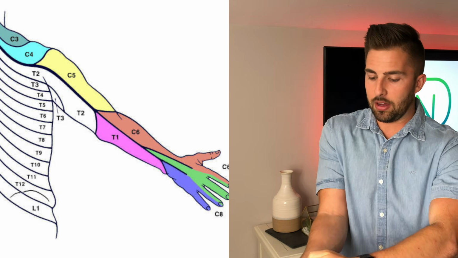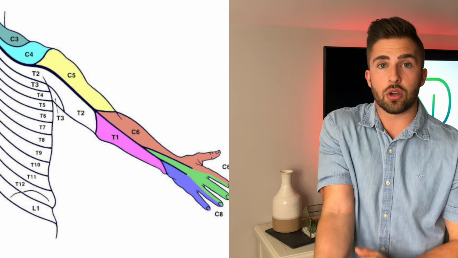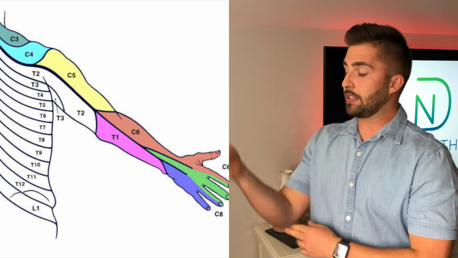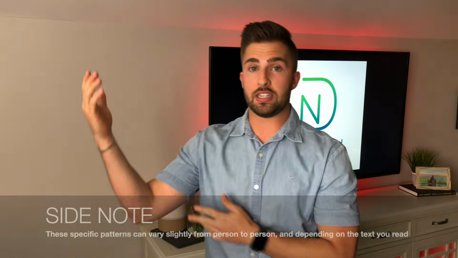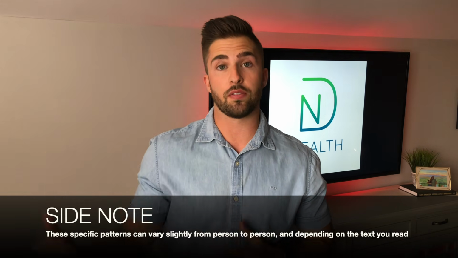C6 will go down, and you'll have it over here. C7's more in the middle. Sometimes we'll go into the hand, and like I said, I'll put a picture up, and then C8 out here, T1 in here. So that's just for the upper extremity. That tells me different spinal levels that can be affected. And so we're going to start here, and we're going to move down.